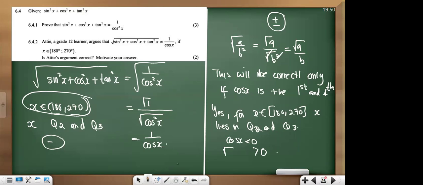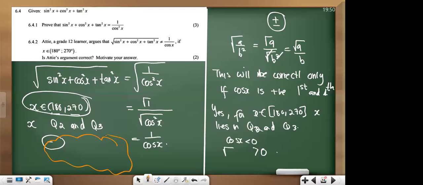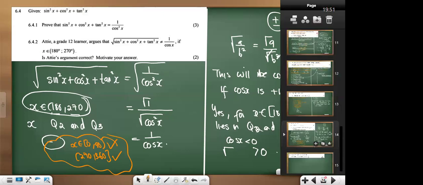Let me just use a yellow marker for clarity. If x was between 0 and 90 degrees and also 270 and 360, it was going to be correct because this is the first quadrant and fourth quadrant. So if I was the examiner, I would say change the domain to make this correct. Unfortunately, I am not, but nonetheless, it's okay. It's an application question. They want you to see if you understand the quadrants.